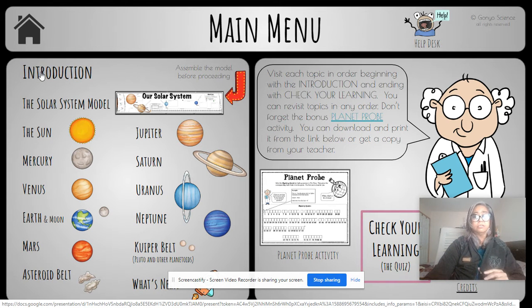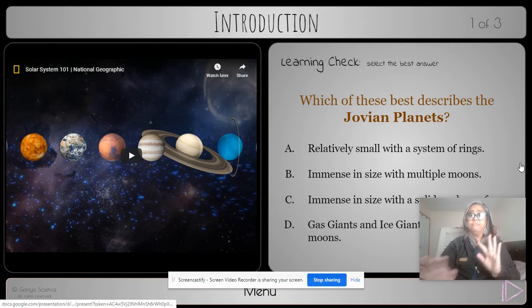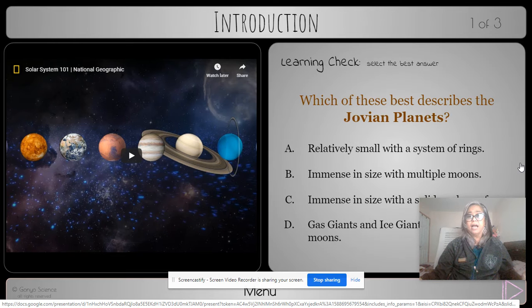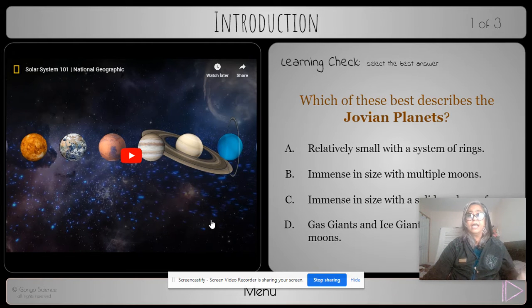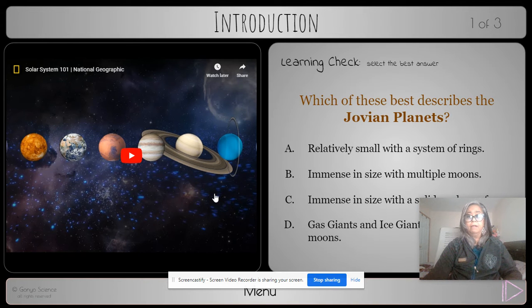So introduction, if I click on that, this is going to be a feature of most of the slides here. There's a short video clip on the left side and then a learning check question. So here, for instance, which of these best describes Jovian planets? You can only know what Jovian planets are after clicking on the short video clip here. Let's say you just made a wild guess.